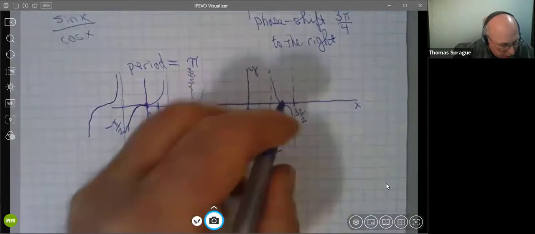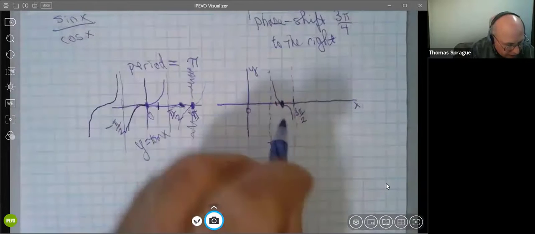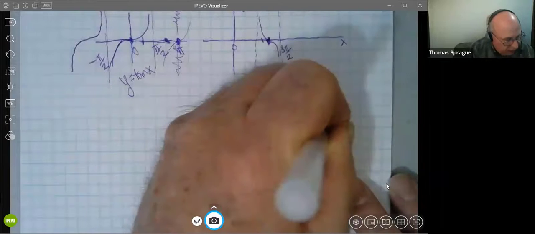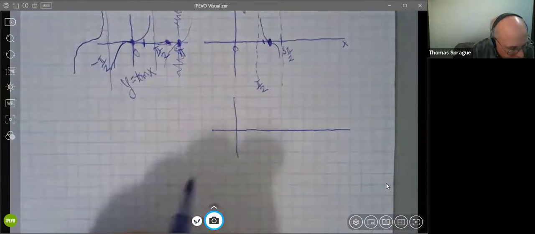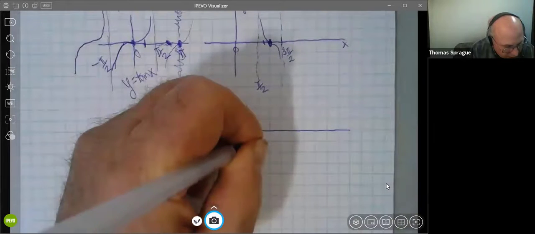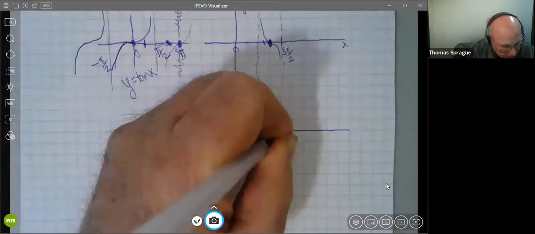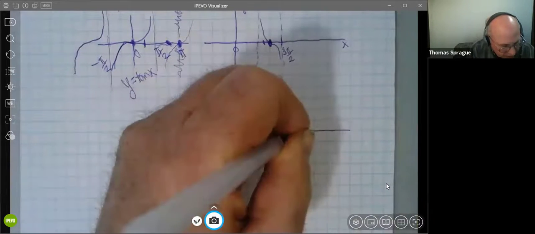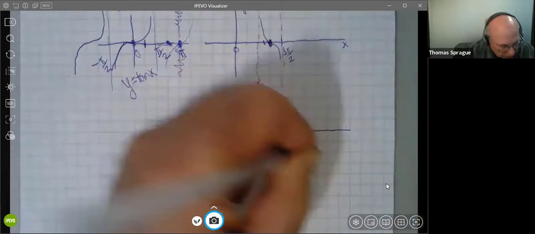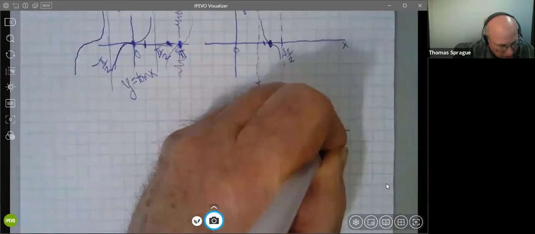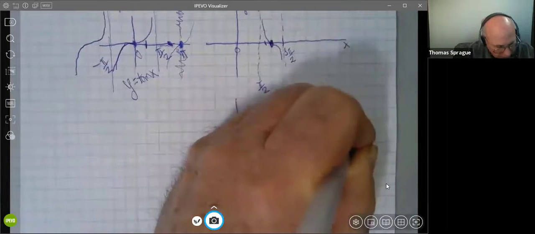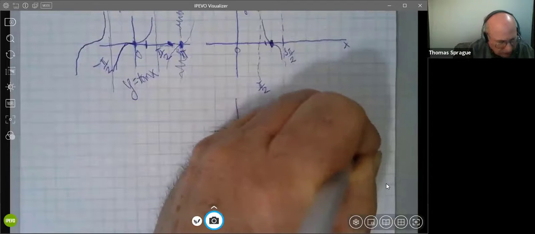So 3 pi over 4 is right there. It does make a difference. So I got to resketch. And it would be helpful if I kept the same scale. So I'm making each one of these pi over 4. That's pi over 2, pi, 3 pi over 2, 2 pi, 5 pi over 4.